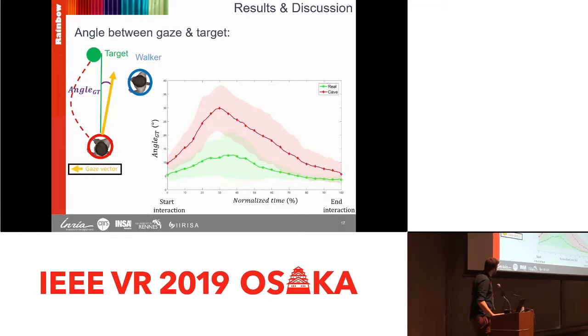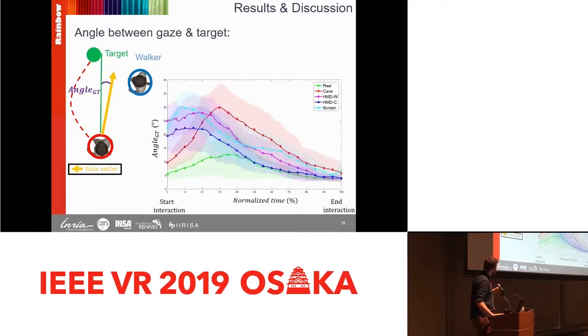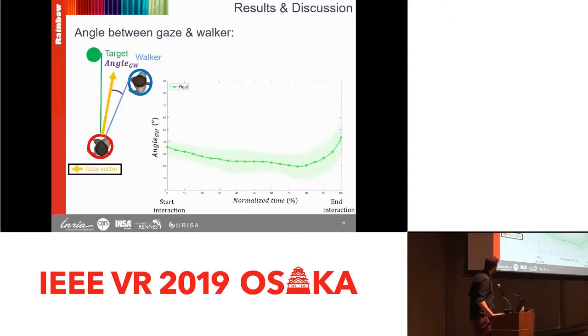If we plot the same for the CAVE, we see that the peak is higher than real, but it happens around the same time. Now, if we plot for the other 3 conditions, this peak is also higher than real, but it happens sooner. We suppose it's because the CAVE offers a better peripheral view and field of view than the other 3.